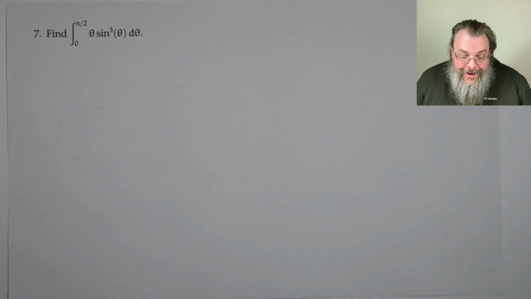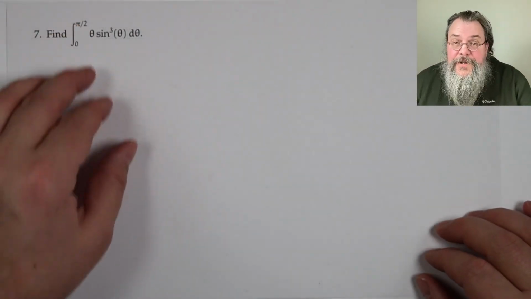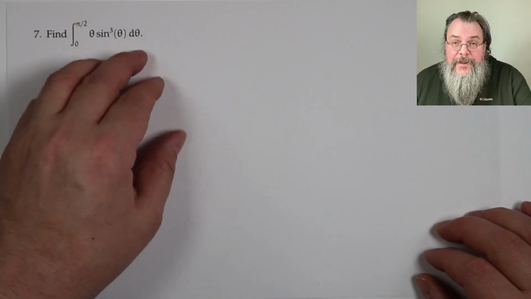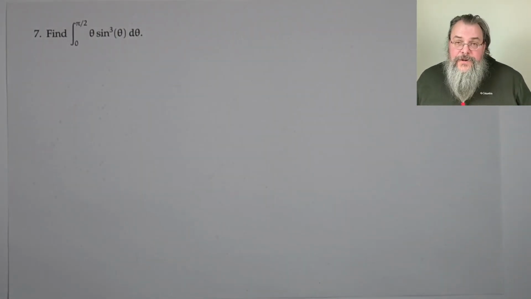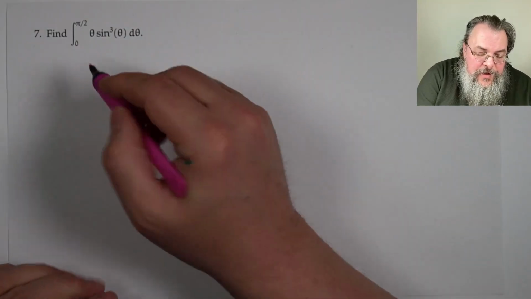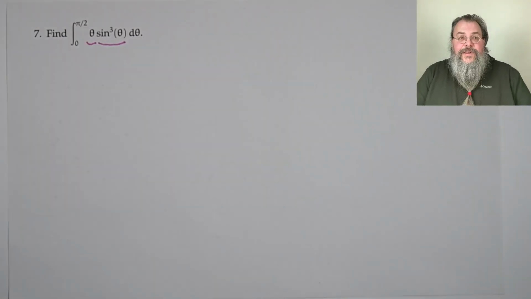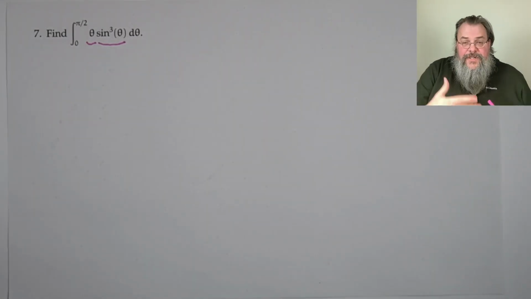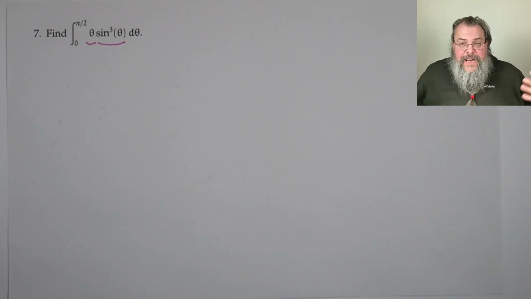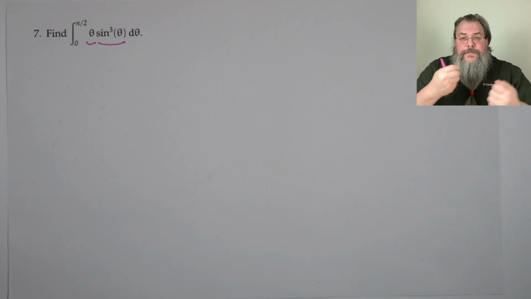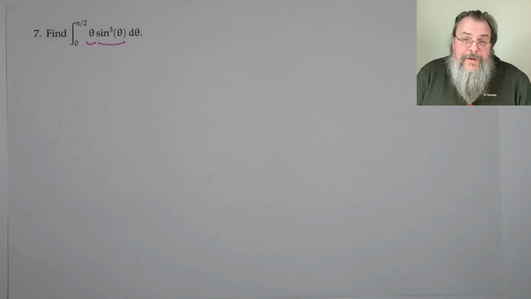Number 7. Ah, nice. Okay, so we're asked to find the integral from 0 to pi over 2 of theta sine cubed theta d theta. What kind of problem do we have here? Well, notice that we do have 2 things multiplying together, and they're 2 different types of things. So theta, that's an algebra type thing. Sine cubed theta, that's a trigonometry type thing. And when you have that type of behavior, a mixing of types of functions, it's usually a good sign that you should think of integration by parts.